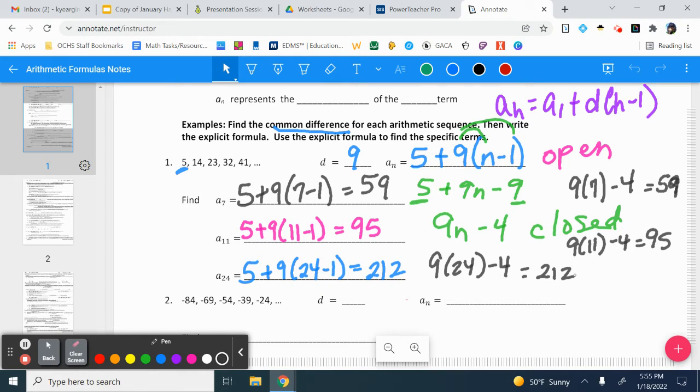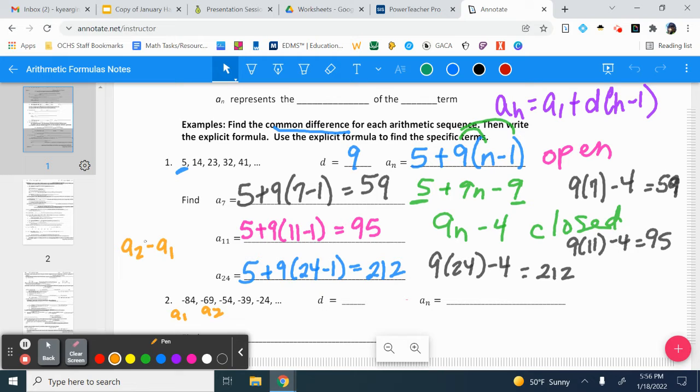As I look at this next one, negative 84, negative 69, negative 54, negative 39, negative 24, you might be saying that it's rather difficult to find the common difference here. Well, what you can always do is take your second term and subtract the first term from it. So anytime you need to check this, you take the second one and you subtract the first one. So in my calculator, what I'll do is negative 69 minus negative 84.